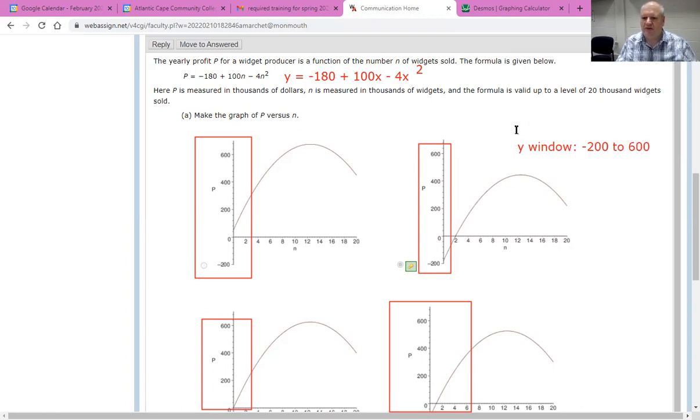What is the x window? The x window, I'll do that in blue, is right here. Look, it goes 0 to 20. The x window is 0 to 20. All right, so that being the case.